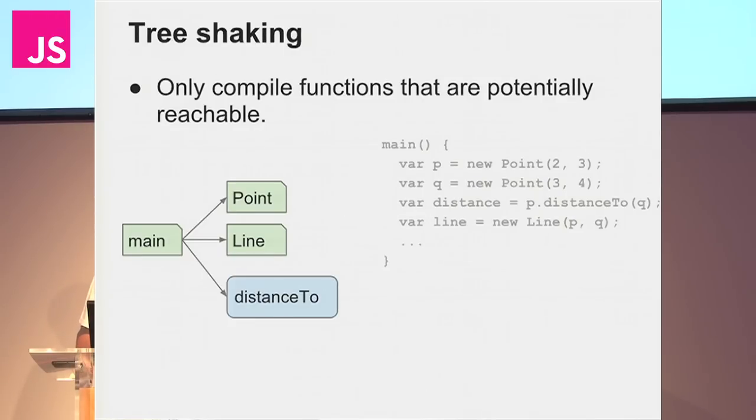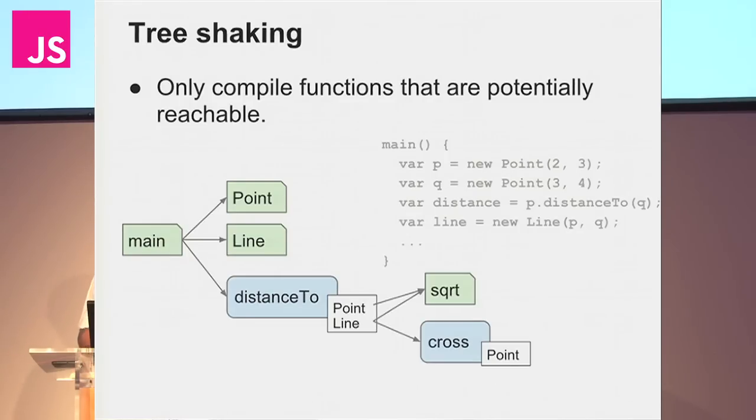So in this case, you have two classes that are instantiated, that is point and line, and you have one method call that's the distance to. And then from there on, since it's a method call, you collect all the methods that are possible. In this case, let's assume point and line have a distance to method on them. And you continue recursively enumerating the functions that are potentially reachable. In this case, it could be, for instance, square root and a cross product and point and so on.